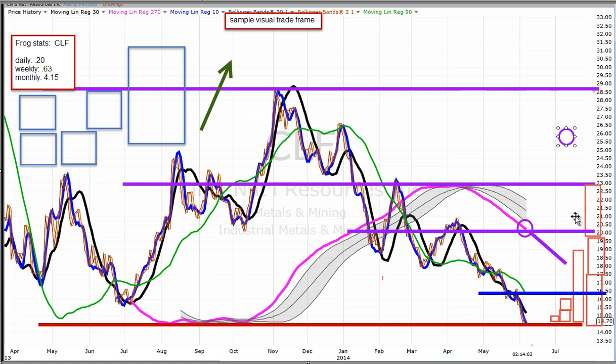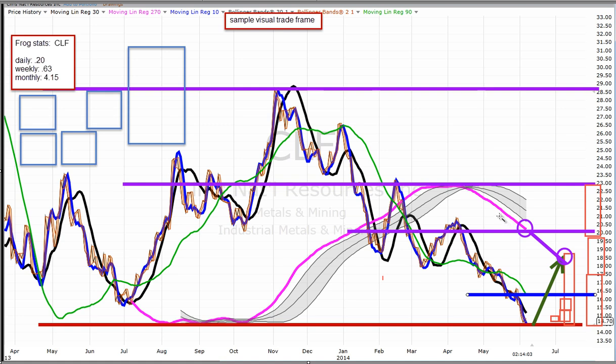Now, one thing that we know is that if the frog box for a month is $4.15, it might move in the month of June this far to get up to that 415. And so by that reasoning, if we could enter somewhere around 16.5 or 16 and saw a move to 18.50, we would certainly want to capture that move.